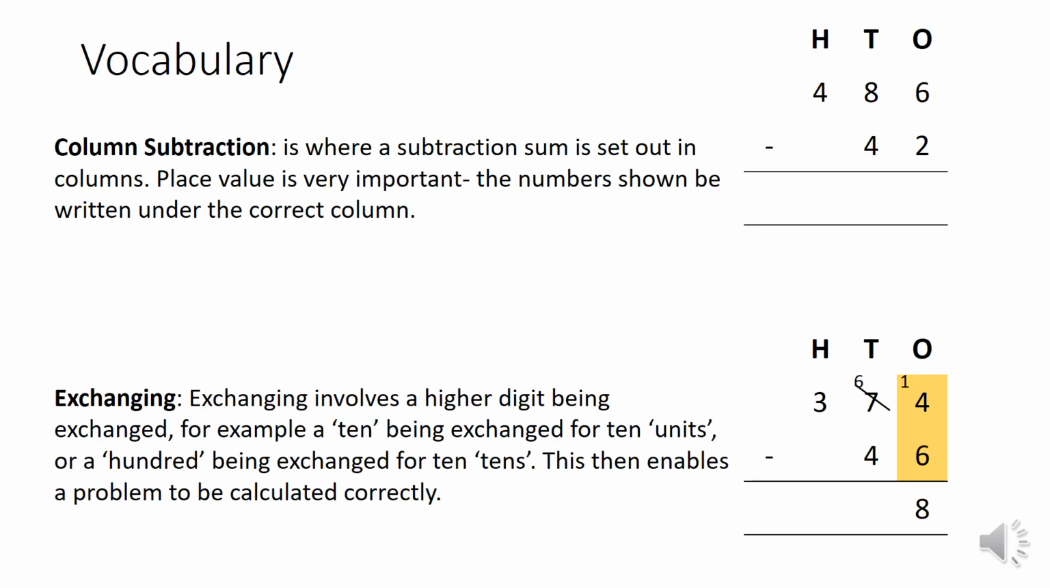Some vocabulary for today. Column subtraction. This is where a subtraction sum is set out in columns. And again, place value is very important. The numbers shown should be written under the correct column headings. Exchanging. Exchanging involves a higher digit being exchanged. For example, a 10 being exchanged for 10 units, or 100 being exchanged for 10 tens. This then enables the problem to be calculated correctly.